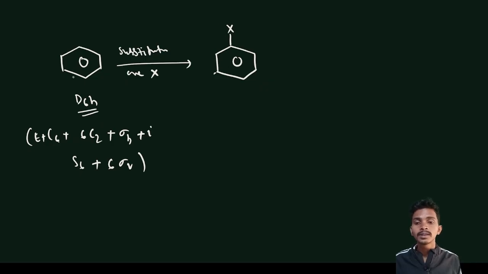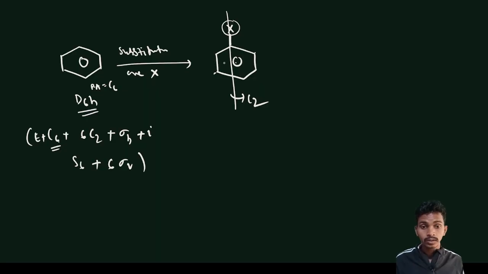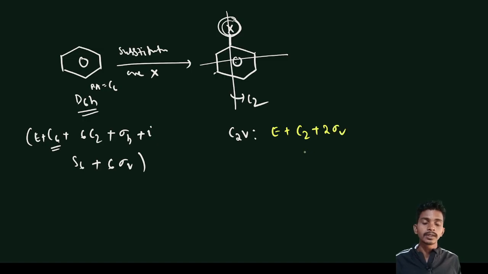Now, the principal axis here is C6. Since one atom is replaced, C6 will not be possible, so C6 will not be there. Now we have to pass the plane and divide it. This is the C2. So only C2 is there, and this point group is changed to C2v. If you replace one halogen, the symmetry elements are E plus C2 plus 2 sigma v.